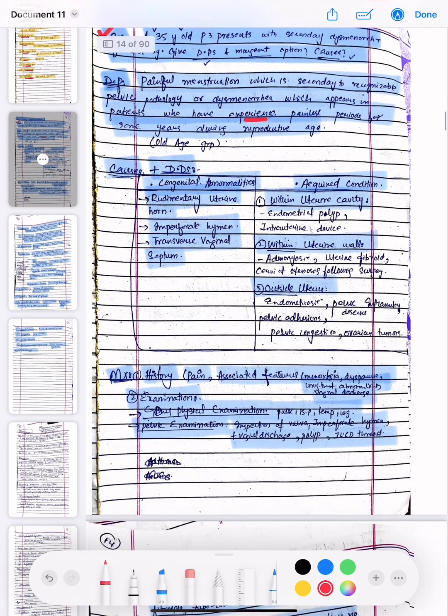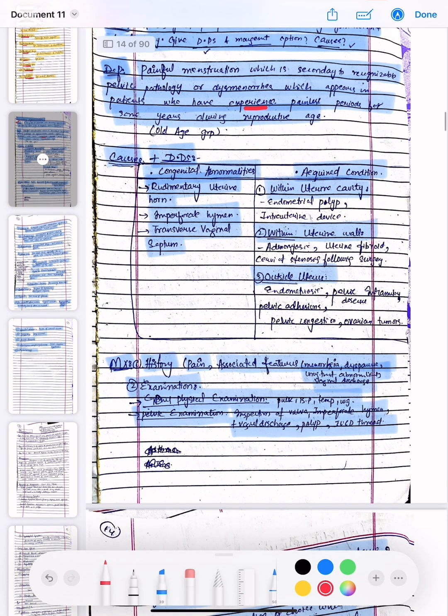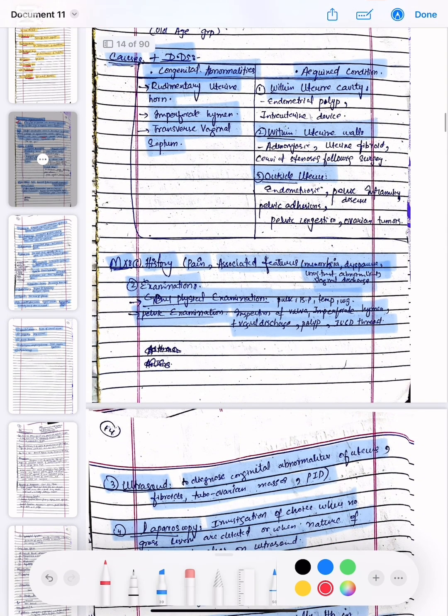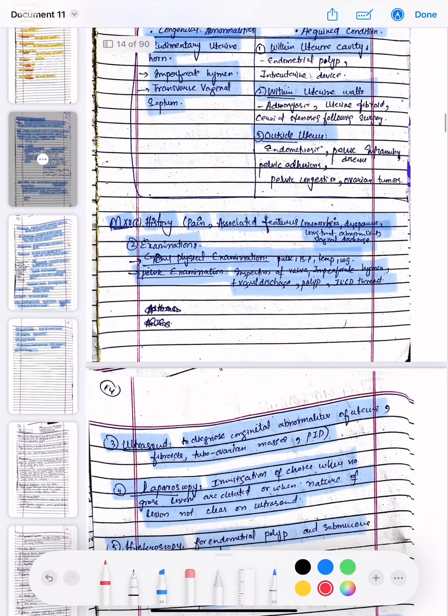Now, the causes of secondary dysmenorrhea are congenital abnormalities: rudimentary uterine horn, imperforate hymen, and transverse vaginal septum. The acquired conditions within the uterine cavity are endometrial polyp and intrauterine device. Within the uterine wall are adenomyosis, uterine fibroid, and cervical stenosis following surgery. And outside the uterus are endometriosis, pelvic inflammatory disease, pelvic adhesions, pelvic congestion, and ovarian tumors.